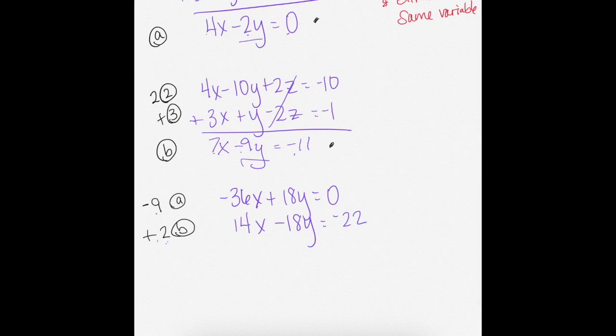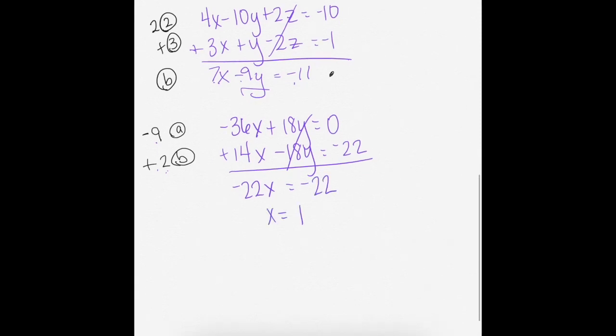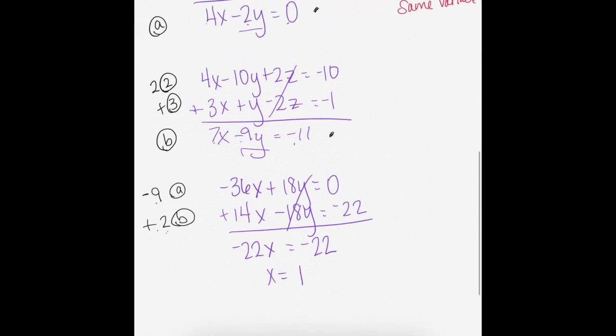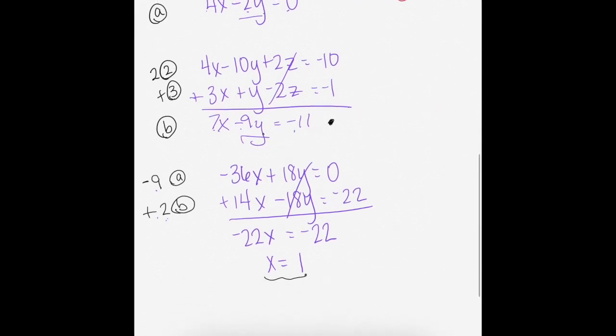All right, so my next step is to add them. That's what I said I was doing here. Multiplied through by constants to create additive inverses, then I add together those equations. So I get negative 22x, y's cancel, is equal to negative 22, which makes x equal to 1. All right, so once you solve for one variable, we have our x. So I'm going to have to take that x and plug it back into something. I'm going to plug it into one of either my a or my b, because that will give me my y.